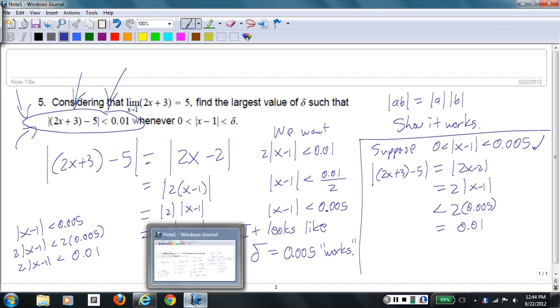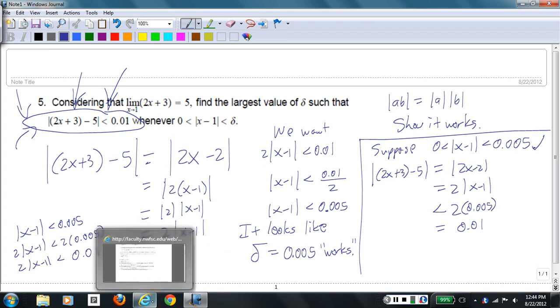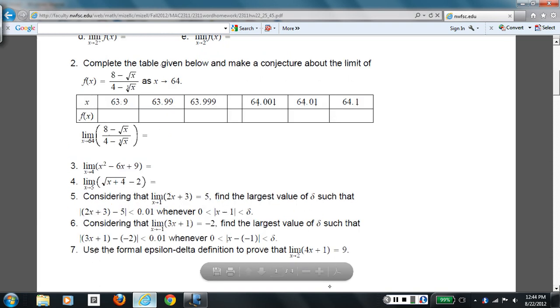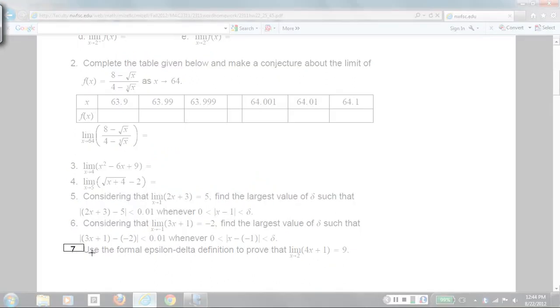One more of those homework problems, maybe with an actual epsilon and an actual delta. Number 7: use the formal epsilon delta definition to prove that the limit of 4x plus 1 as x approaches 2 equals 9.